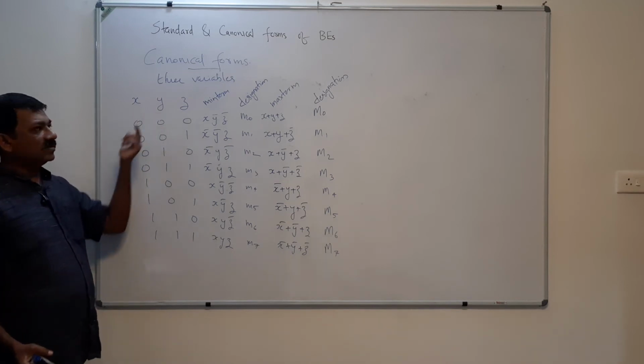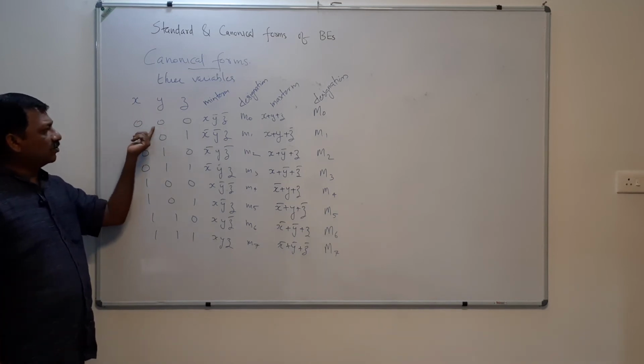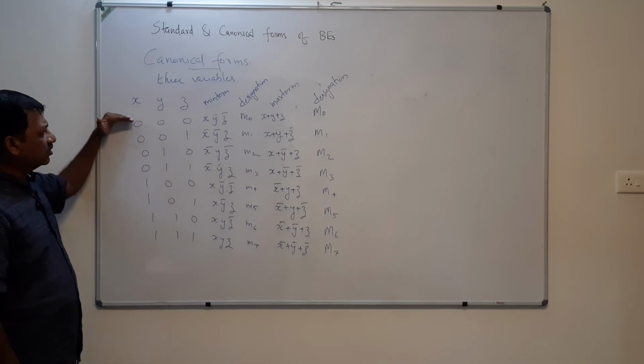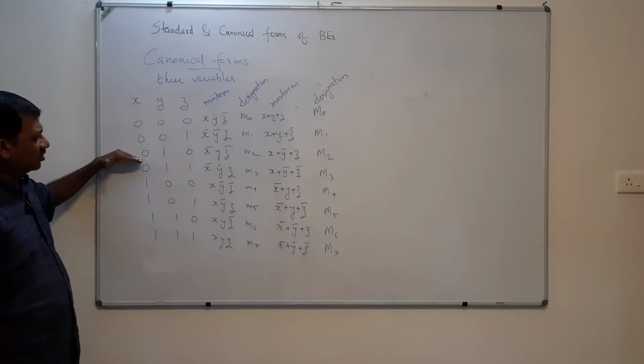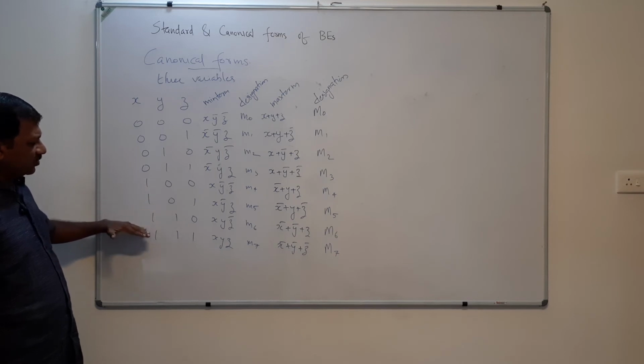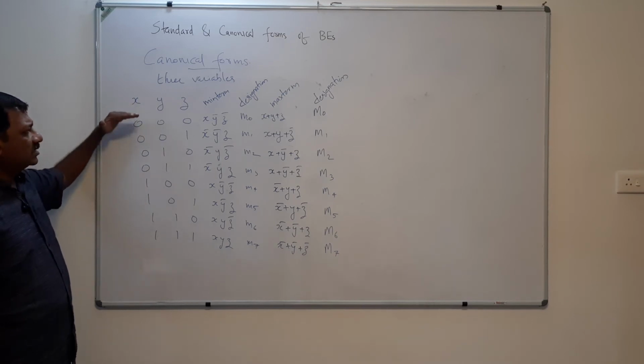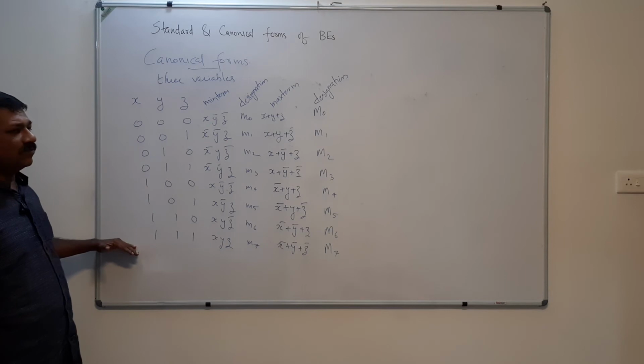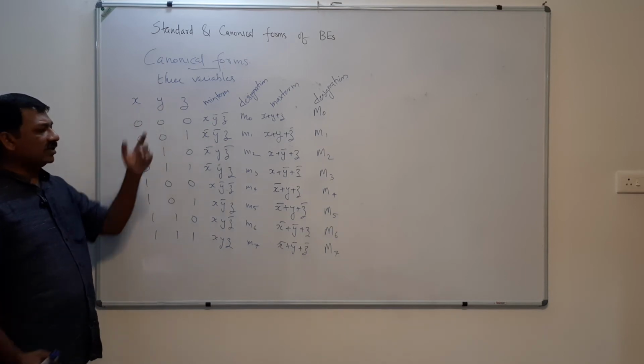Here x, y, and z: the value of x is 0, y is 0, and z is 0. Then 0 0 0, 0 0 1, 0 1 0, 0 1 1, 1 0 0, 1 0 1, 1 1 0, and 1 1 1. That means these are the 8 different possibilities for x, y, and z.